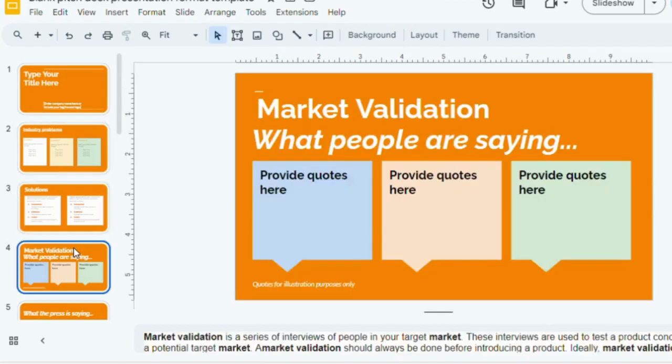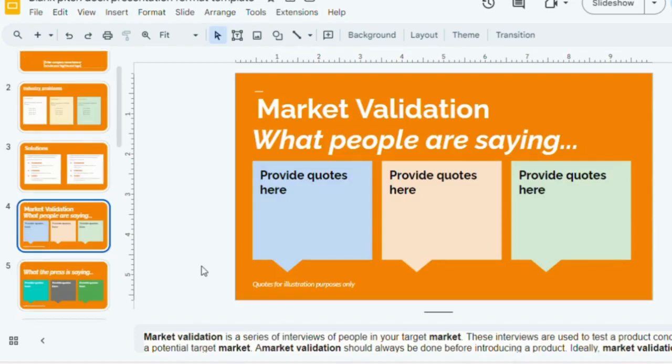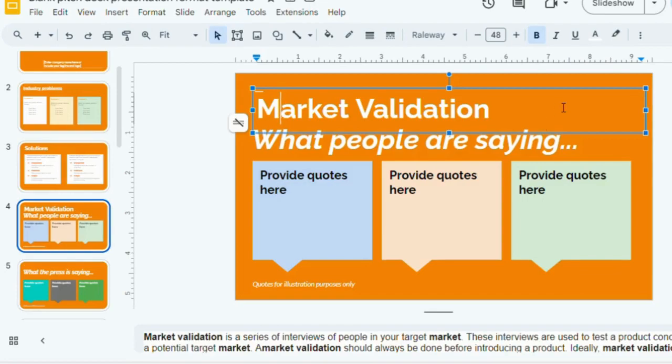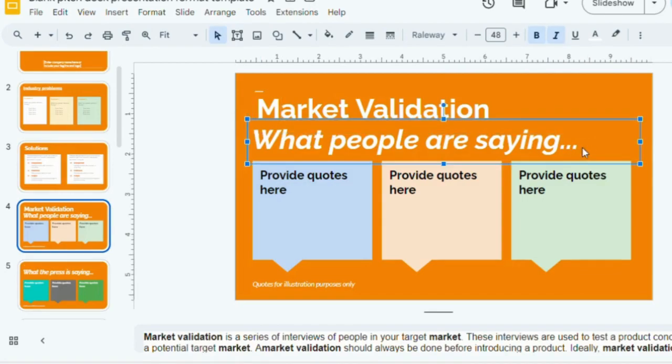Then, the market validation. It is a series of interviews of people in your target market. These interviews are used to test a product concept against a potential target market. A market validation should always be done before introducing a product. Ideally, market validation should start much earlier in the process.